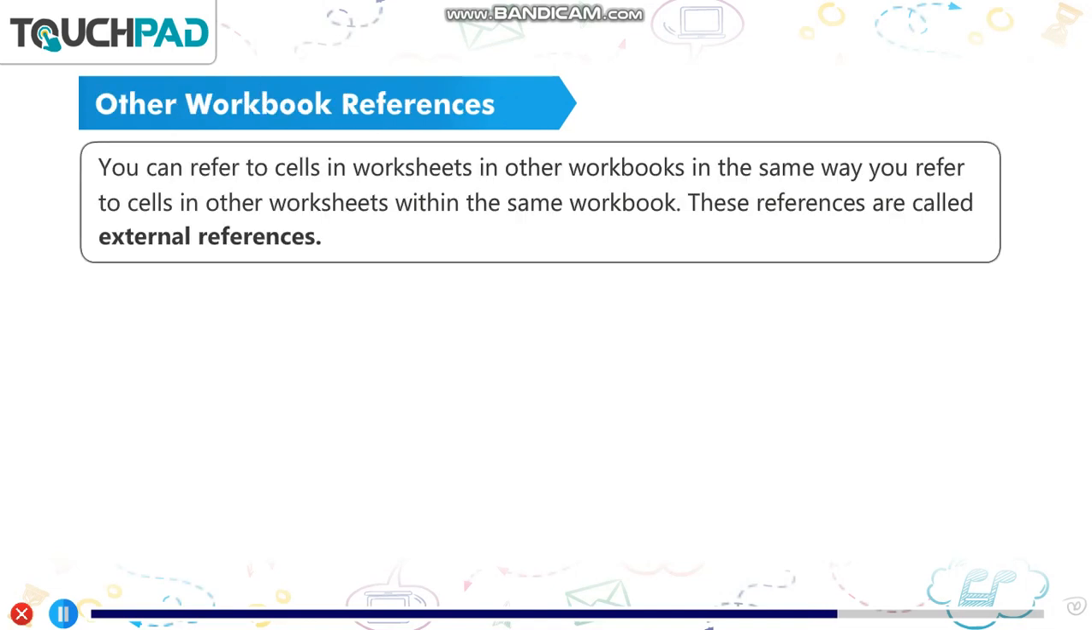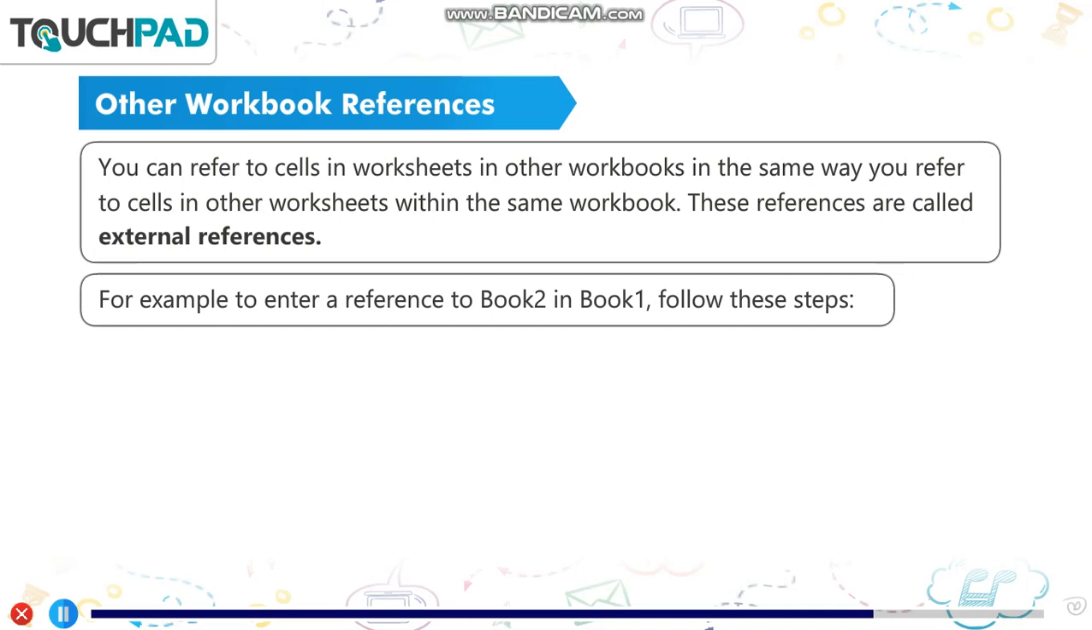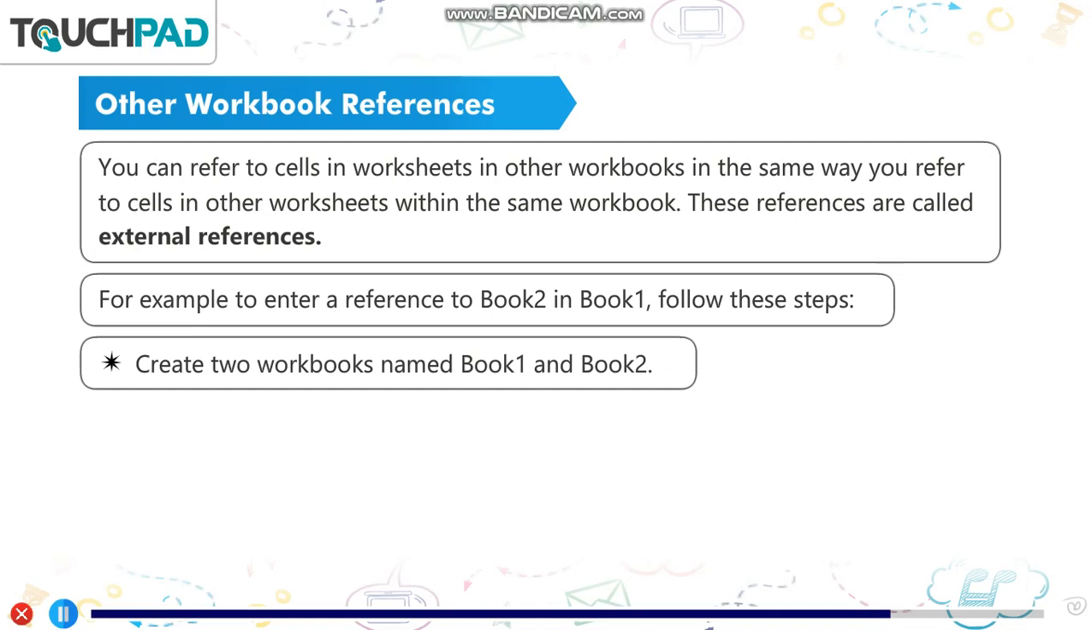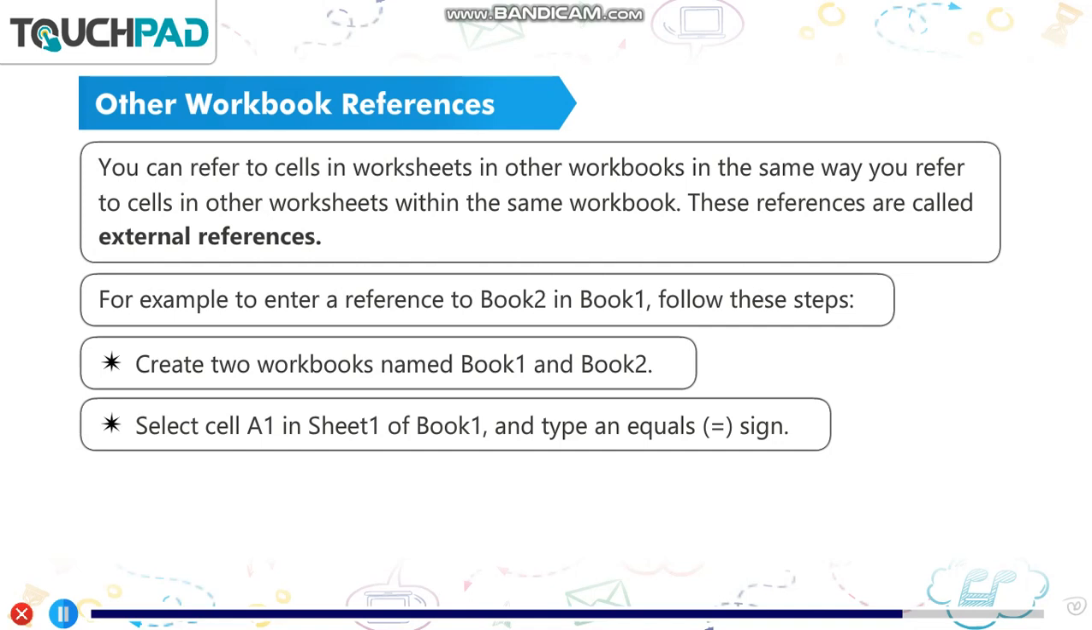Other workbook reference. You can refer to cells in worksheets in other workbooks in the same way you refer to cells in other worksheets within the same workbook. These references are called external references. For example, to enter a reference to Book2 in Book1, follow these steps. Create 2 workbooks named Book1 and Book2. Select cell A1 in Sheet1 of Book1 and type an equals sign.